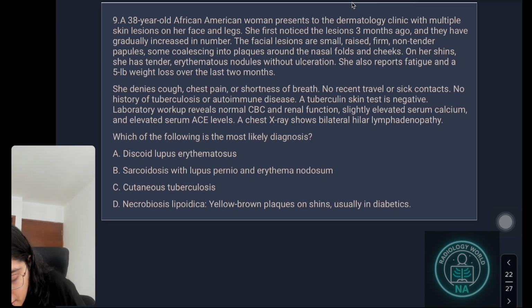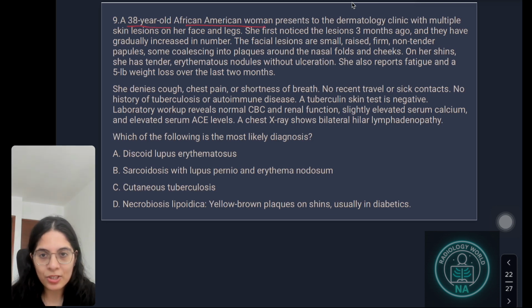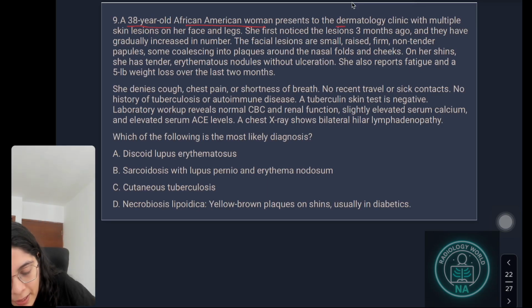A 38-year-old African American woman. See, epidemiology is also covered. We know that it's more common in females. It is also seen in the African Americans. Presenting to the dermatology clinic with multiple skin lesions on her face and legs. She first noticed the lesions 3 months ago and they have gradually increased in number.